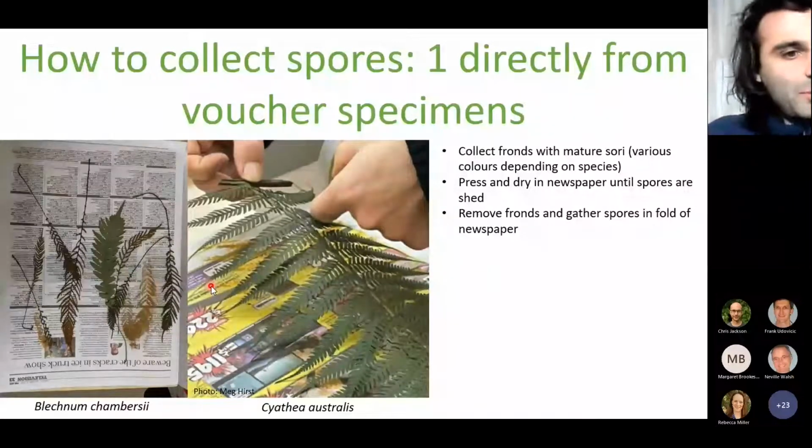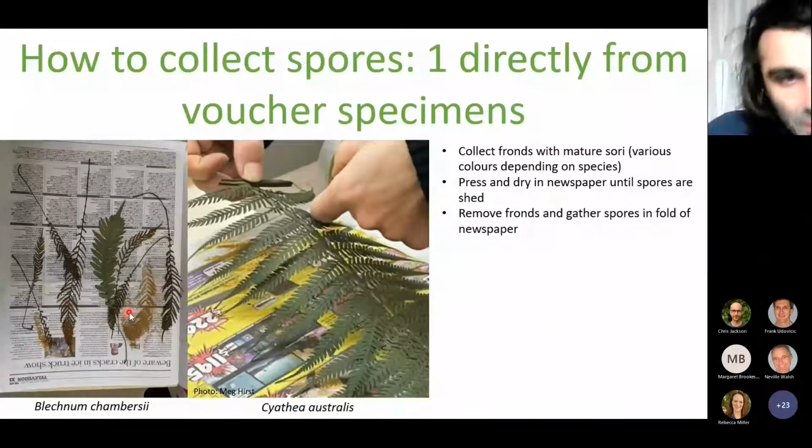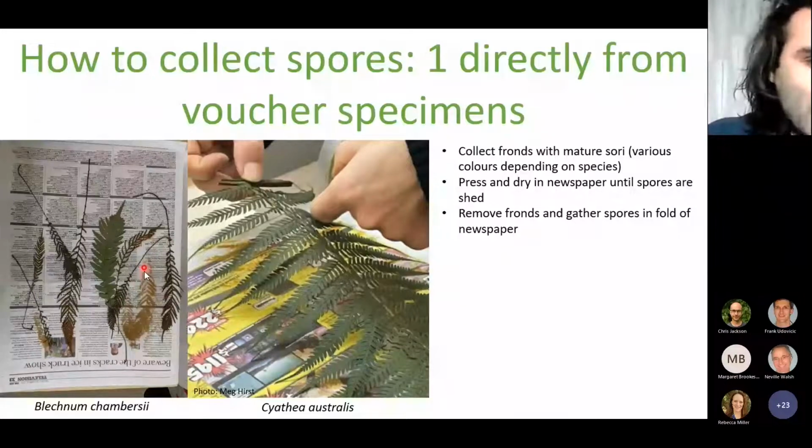This picture in the bottom left has Blechnum chambersii that have been pressed and dried, and you can see here where I've got the pointer, this is the spore print that's been left behind by this frond here. You can see that each pinnule of this frond, each segment, matches the impression of spores that have been left. So that was an example where I could just get it from the collection that we made for the herbarium specimen.